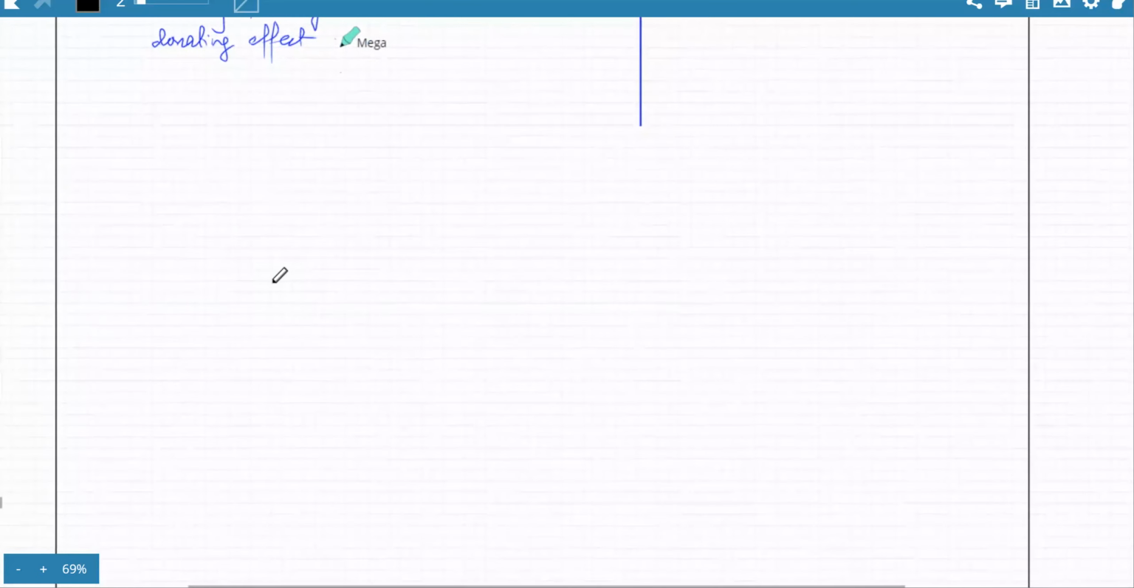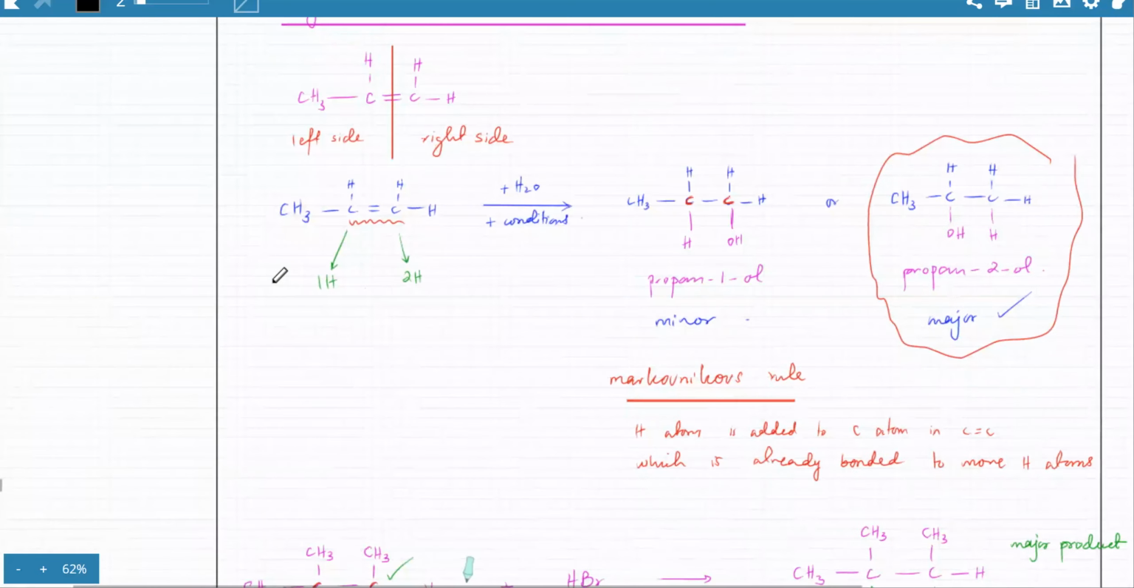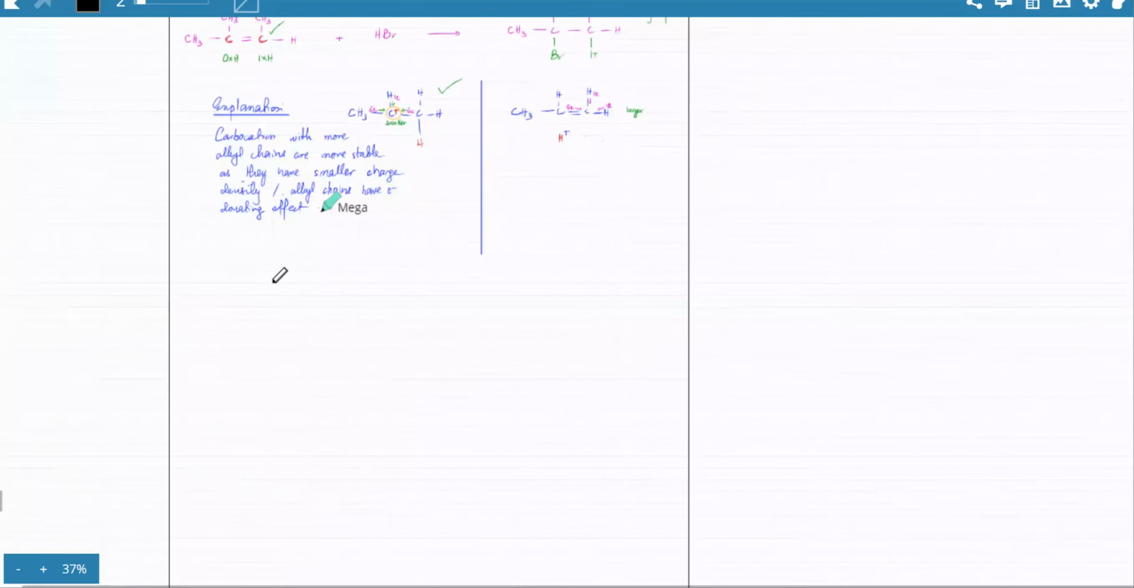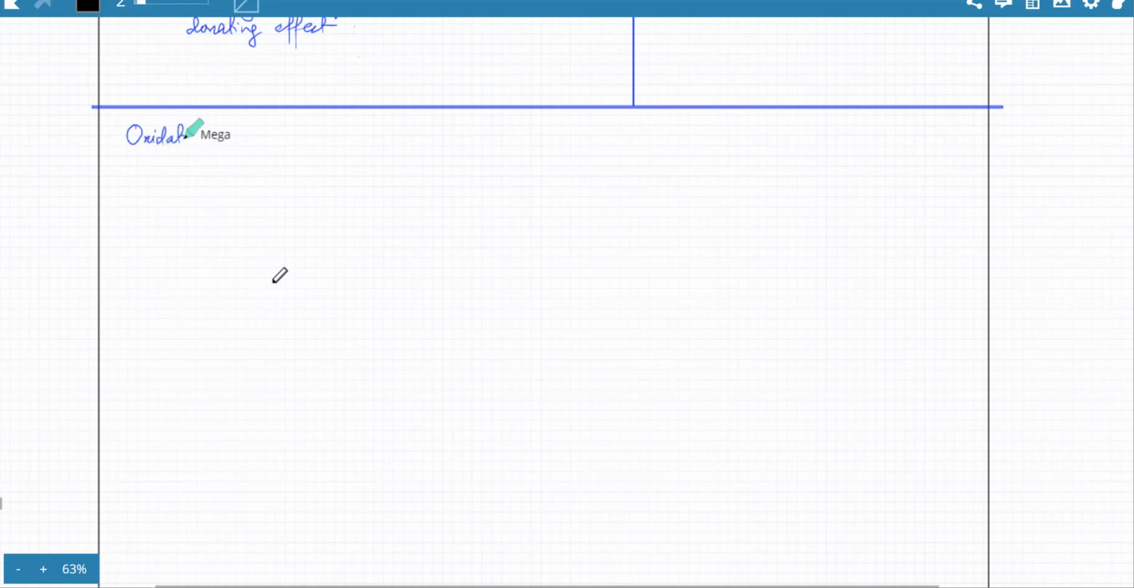And so now moving to the next part. This was all about mechanisms. I think we did the last one as well. We talked about pretty much all the electrophilic addition mechanisms. Now the other thing that we're going to talk about is the oxidation of alkenes.